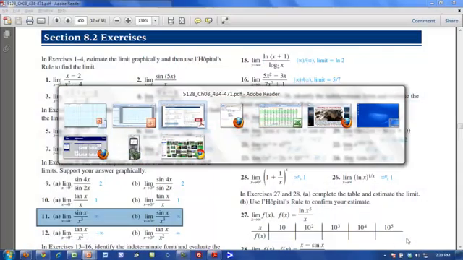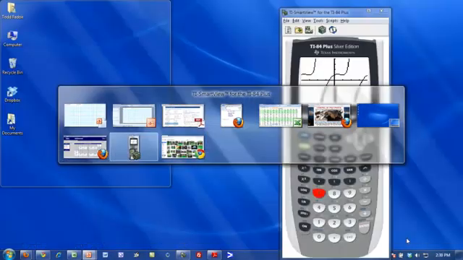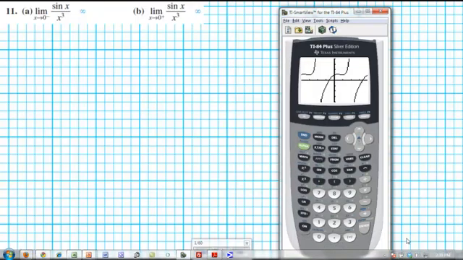So here's number 11 from section A2. Okay, let's do our graphic first. All right? Let's look at our graphic first. Where's my calculator? There it is. All right. So let's go ahead and put in sine over x cubed. And let's zoom 7 because that's the best trig zoom.